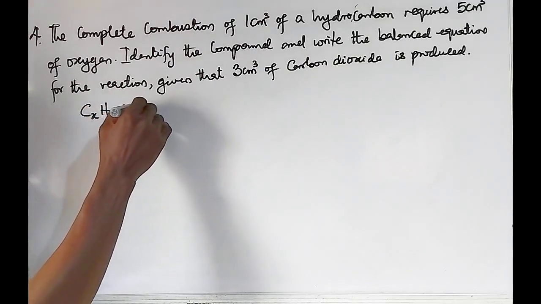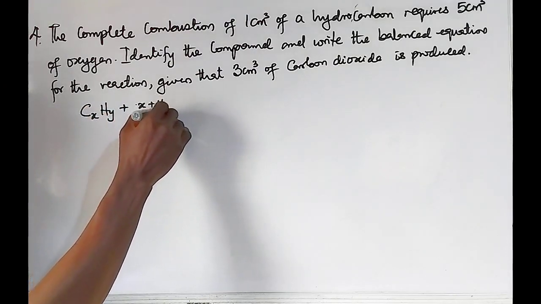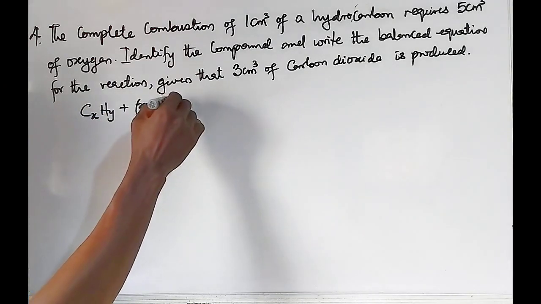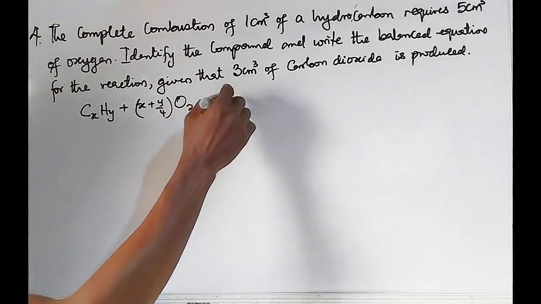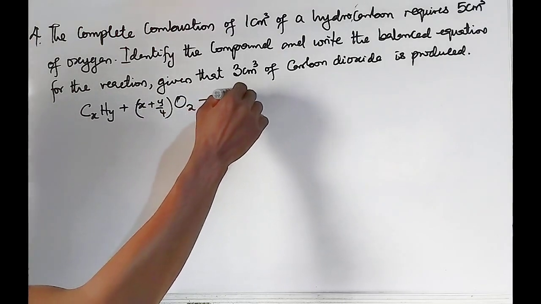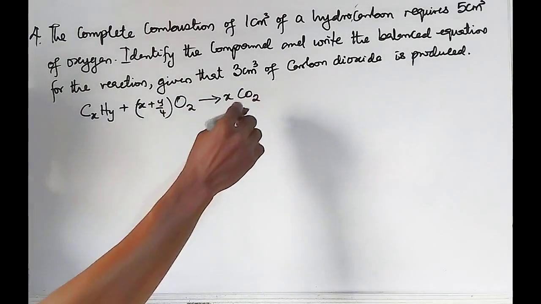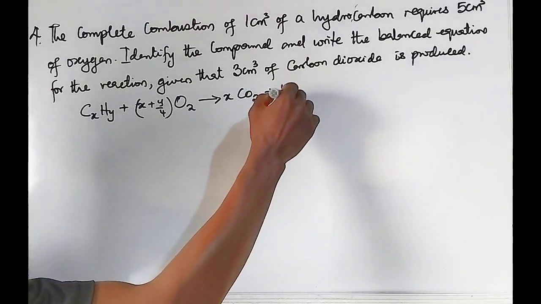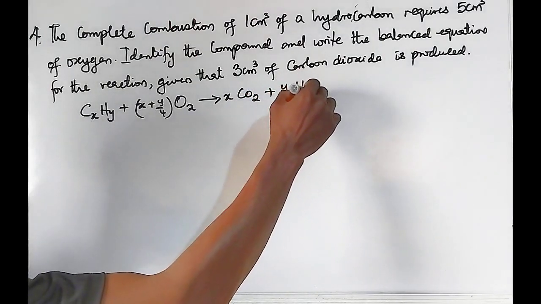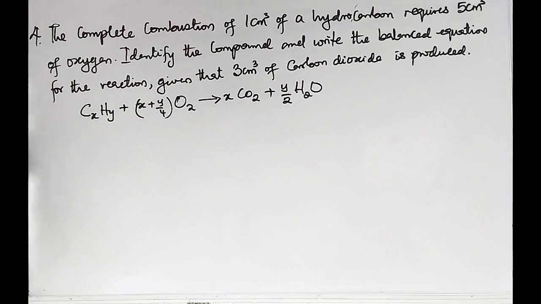C_xH_y plus (x + y/4) O₂ which will give us x CO₂ plus y/2 H₂O. Okay, now this is the general formula.